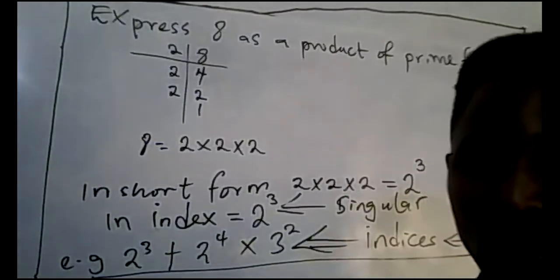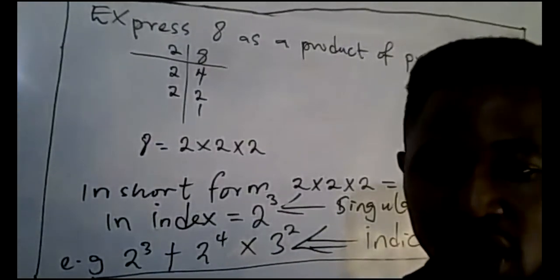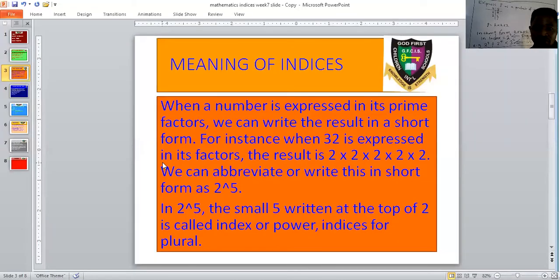All right, so let's go to another example. When 32 is expressed in its factors, the result is 2 times 2 times 2 times 2 times 2. 2 times 2 is 4, 4 times 2 is 8, 8 times 2 is 16, 16 times 2 is 32. So we can write this in short form as 2 raised to power 5.